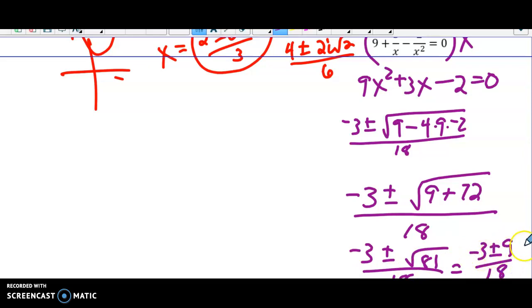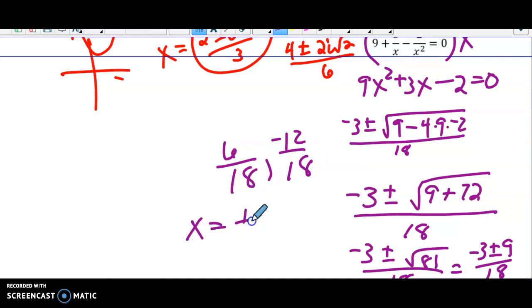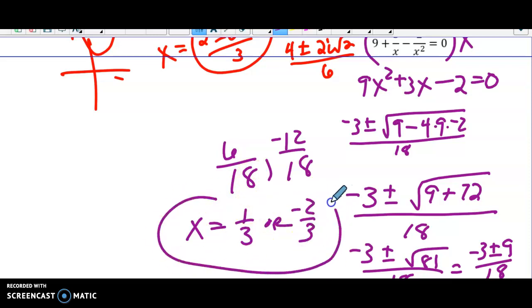I have negative 3 plus 9 over 18. That would be, what, 6/18? I have negative 3 minus 9 over 18. That would be negative 12. Certainly I'm going to reduce those. 6/18 is 1/3. Negative 12/18 is negative 2/3. So I have 1/3 or negative 2/3 for that answer.